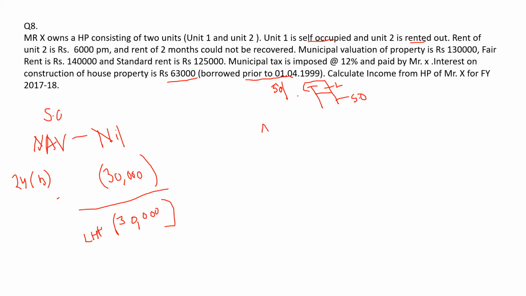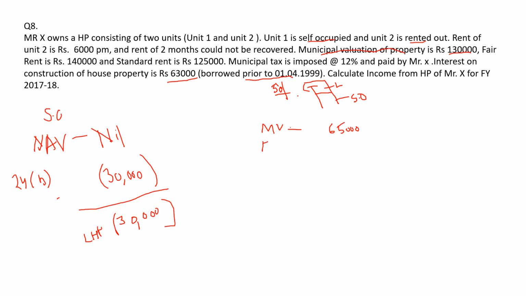The municipal value in here is 1,30,000, and for this 1,30,000 we will have to find out 50%, because the municipal value for the property has been given, not for Unit 2. For Unit 2, we will have to find it by multiplying by 50%. So it comes out to be 50% of 1,30,000, that is 65,000. So 65,000 is the municipal value.